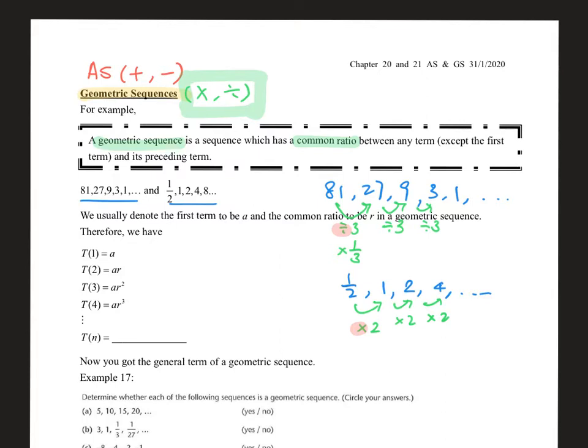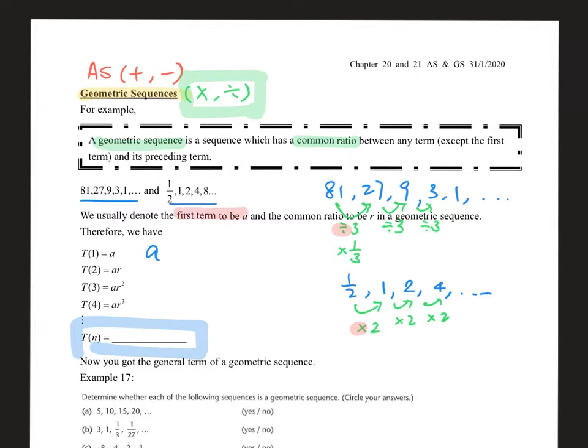Like in AS, we also have a formula for GS as well. Now we take a look at how we can prove or deduce the formula by ourselves. And afterward, of course, it goes to your work to remember it. So let's start. First term, it will be a, like the notation we use in AS. a always refers to the first term. How about we highlight it here?